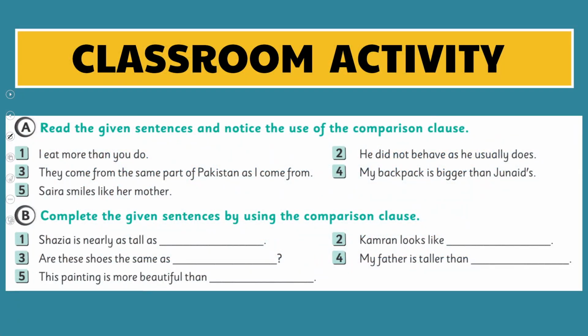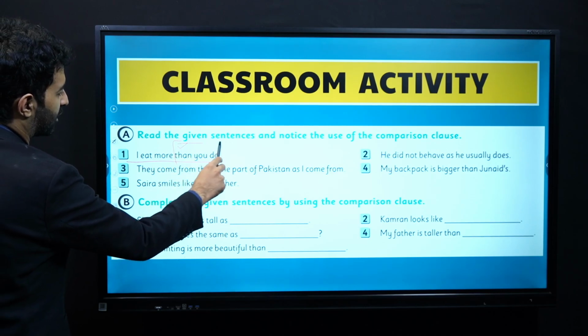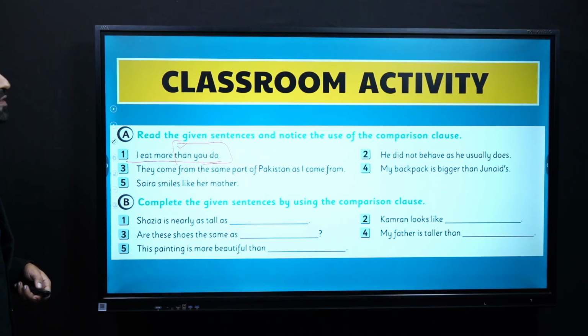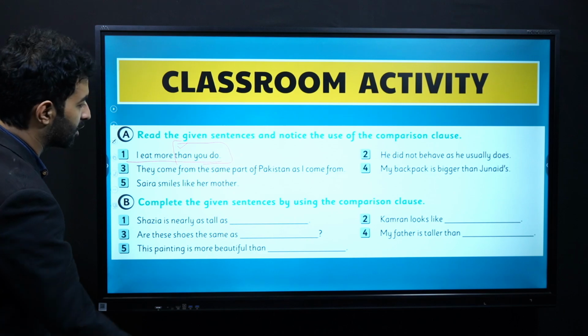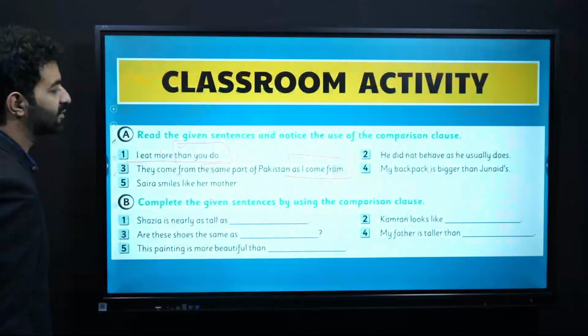Read the given sentences and notice the use of the comparison clause. Comparison clause. I eat more than you do. Yes. Comparative. Why? It's a comparison clause because we have the word than. Than you do. They come from the same part of Pakistan as I come from. So, as I come from, this is our comparison clause.